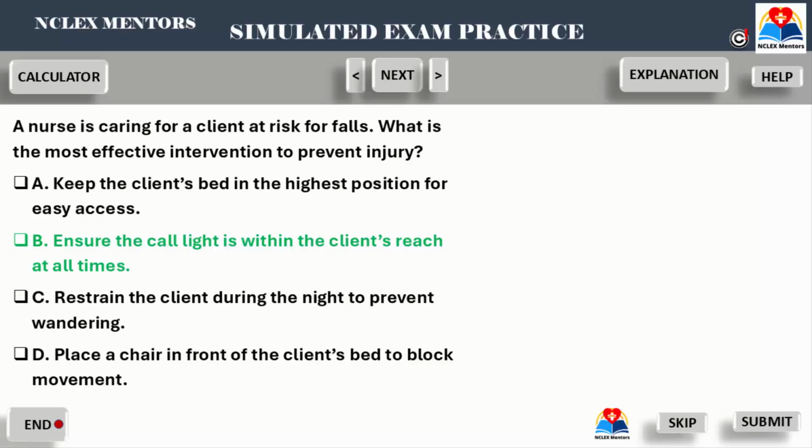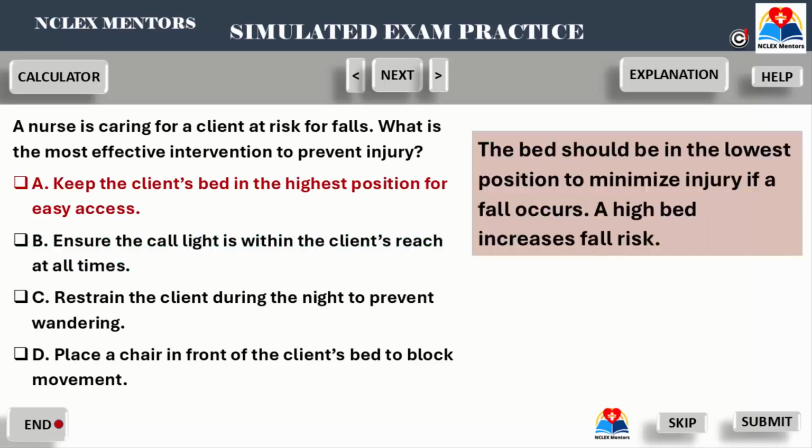Option A, keep the client's bed in the highest position for easy access. Oof, this sounds like a setup for a disaster. We never want the bed in the highest position for a fall risk patient. If they try to get out, that's a long way down. The correct practice? Keep the bed in the lowest position. Easier and safer if they do try to get up.